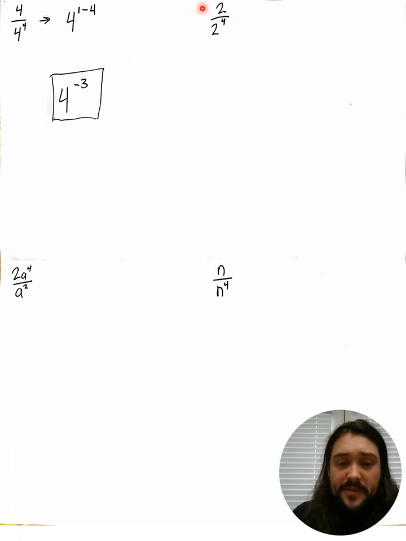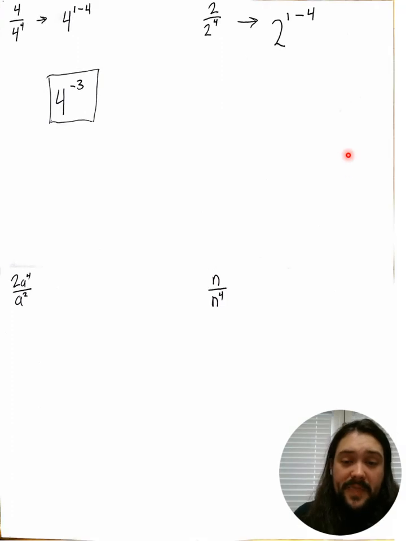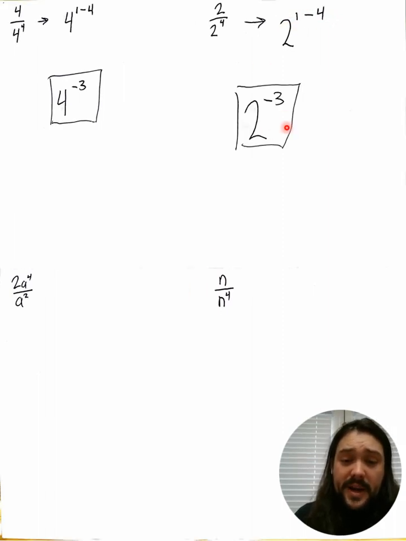All right, this next one, we have 2 over 2 to the 4th power. The base on both of these is 2. We have 2 to the 1 power and 2 to the 4 power. So we combine the bases, 2, and then we have the exponents 1 and 4. 1 is our numerator exponent, 4 is our denominator exponent. So 1 minus 4 is, again, negative 3. This time our base is 2, though, so 2 to the negative 3.